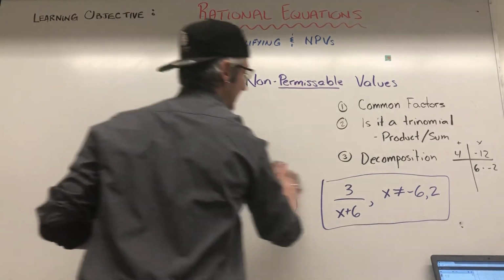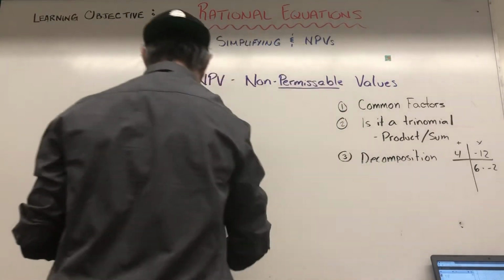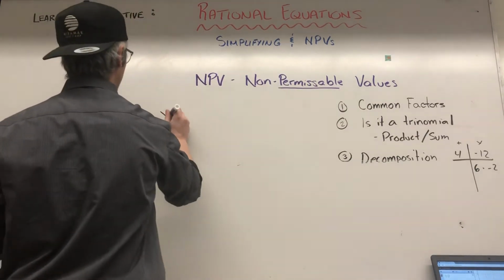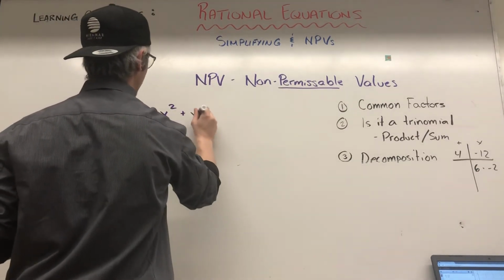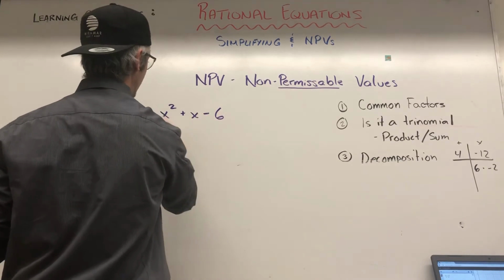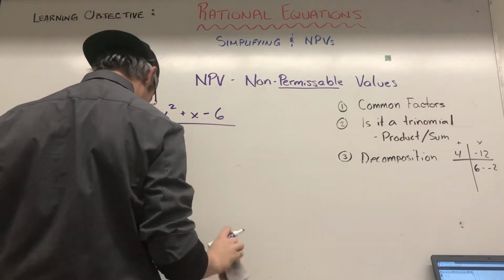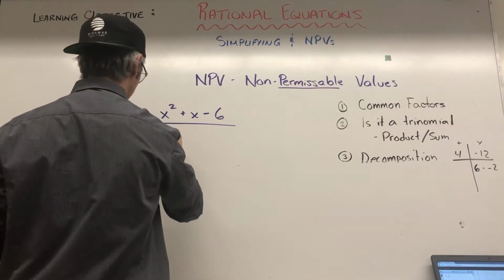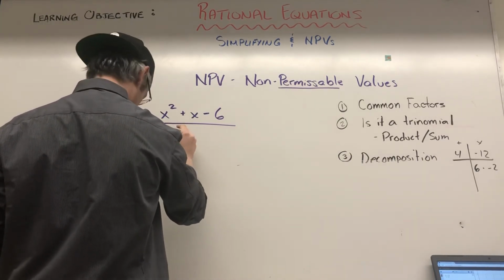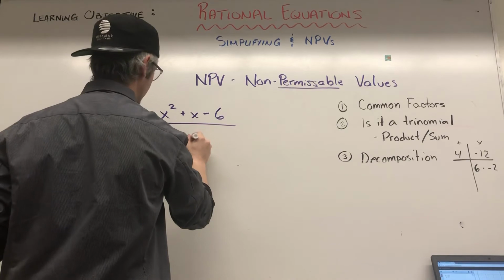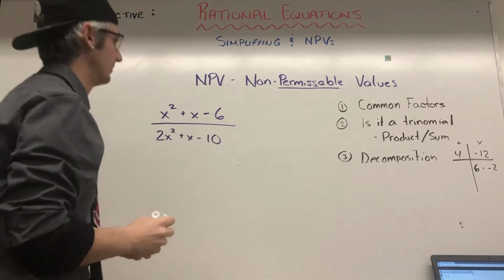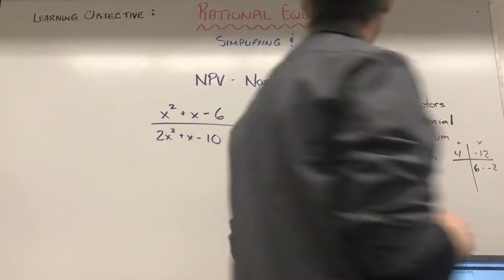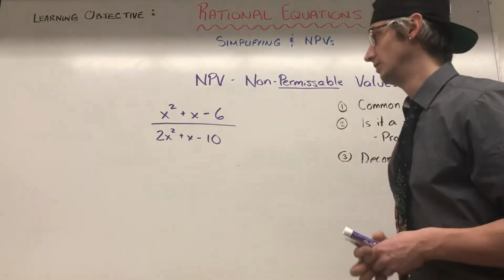So I'm going to go through the same steps. So let's say I had x squared plus x minus 6 on the top, and then on the bottom I had 2x squared plus x minus 10. Okay? So, first step in simplifying is to factor.